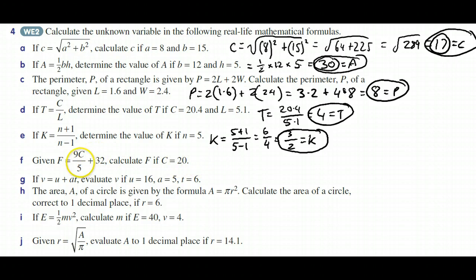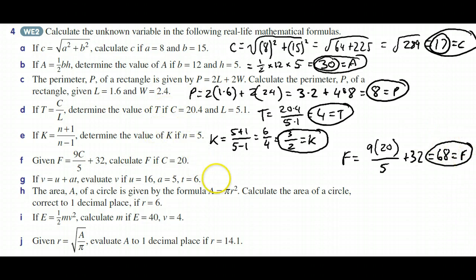Okay, in this one, this is the formula to change degrees Celsius into degrees Fahrenheit. So for changing one temperature to another. Okay, so we've got to put F equals 9 times C, where C is 20, divided by 5 plus 32. 9 times 20 is 180, divided by 5. 180 divided by 5 is 36. And 36 plus 32 equals 68. So that's what F equals.